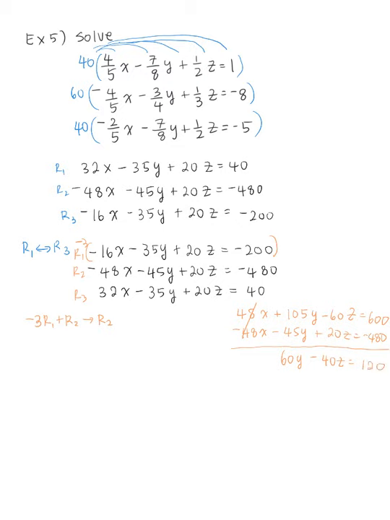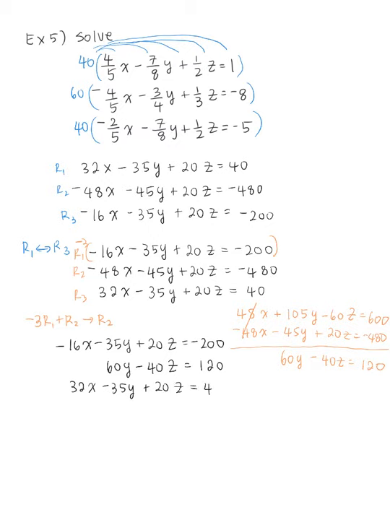So that's going to become our new row 2. Let me rewrite. Negative 16x minus 35y plus 20z equals negative 200. The new row 2 becomes 60y minus 40z, and that's going to equal 120. And then third row, we got 32x minus 35y plus 20z equals 40.